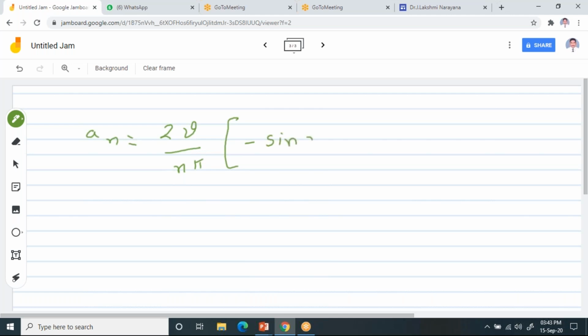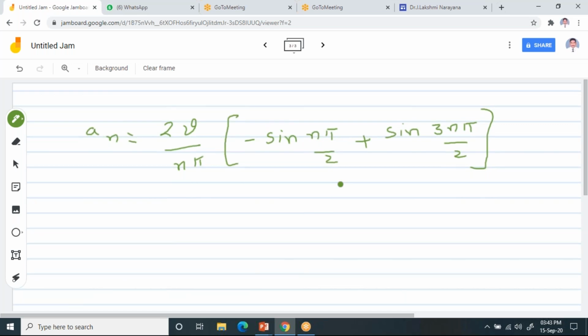Minus sine n pi by 2 plus sine 3n pi by 2. This is the equation. Now, it depends on the value of n. Please try to understand. First take n equal to 1.